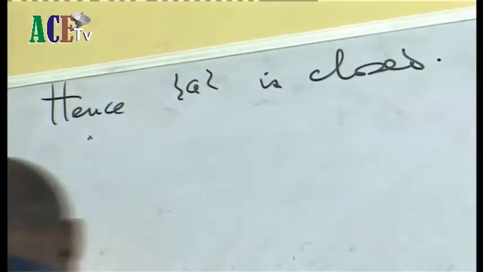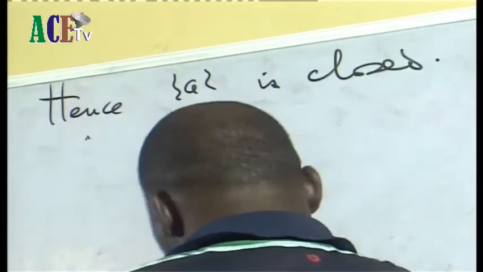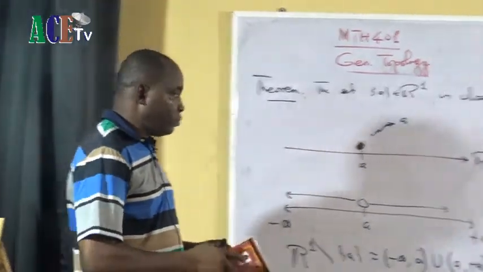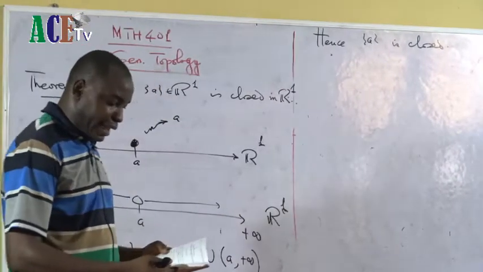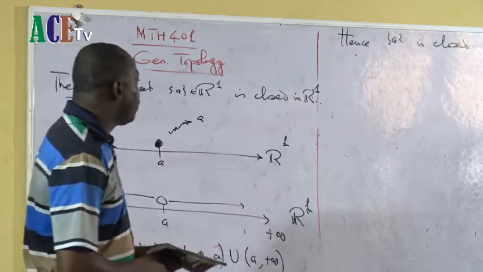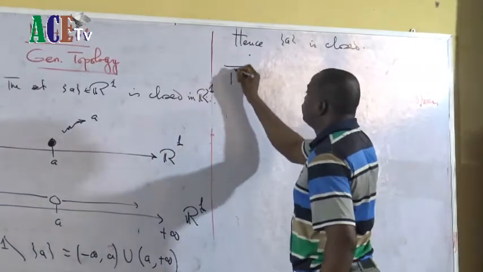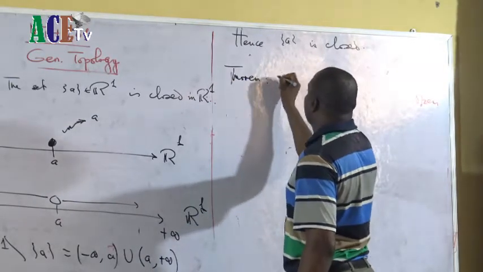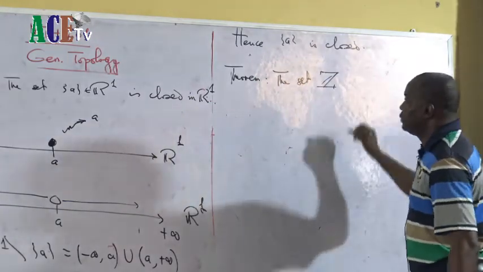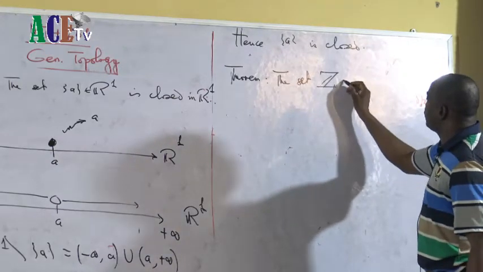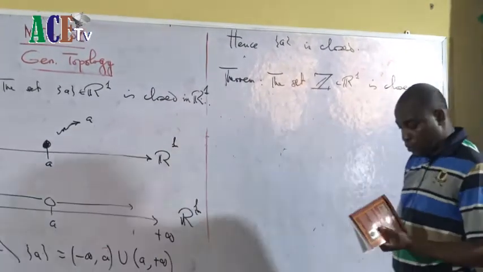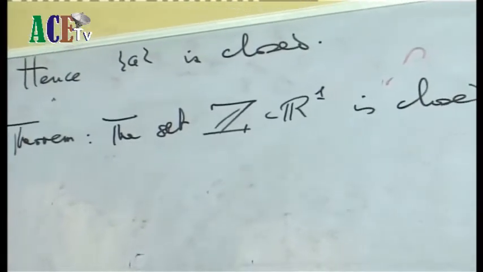Okay. Now, let's take a look at some family of sets, or let me say the set of integers. We want to lay claim that the set of integers is closed. This is another theorem. The set of integers, which of course is a subset of R1, is closed. So let's see what will make our claim correct.